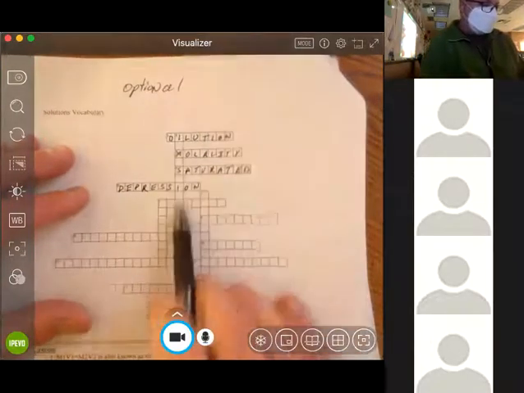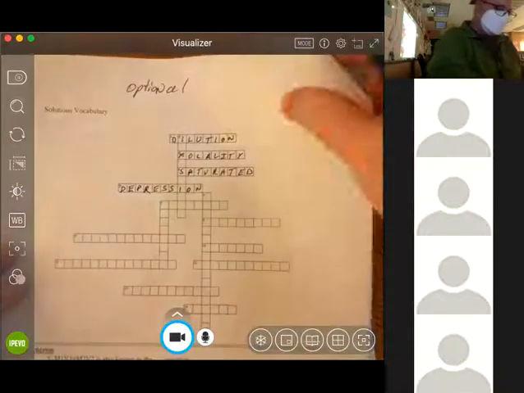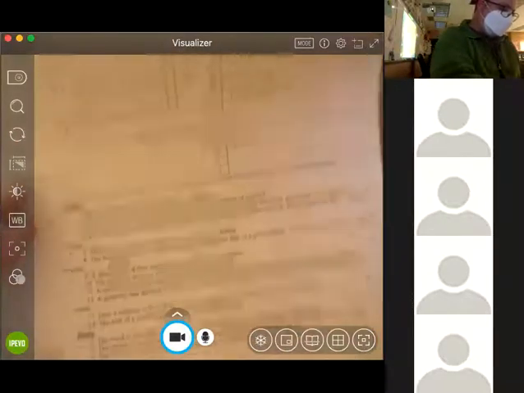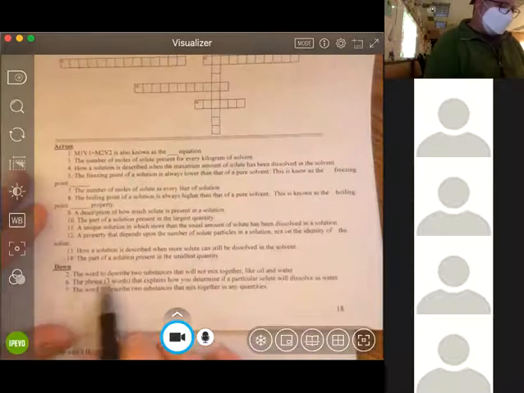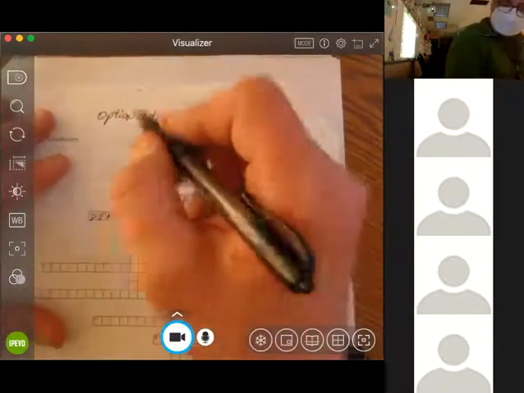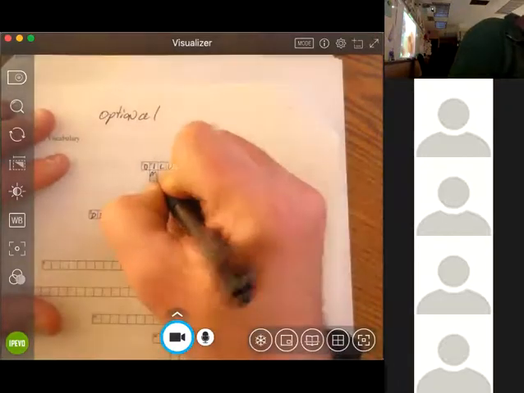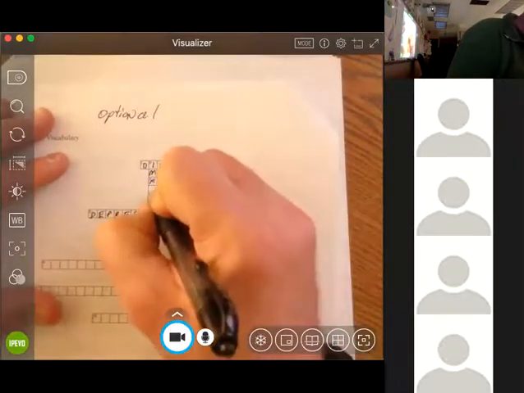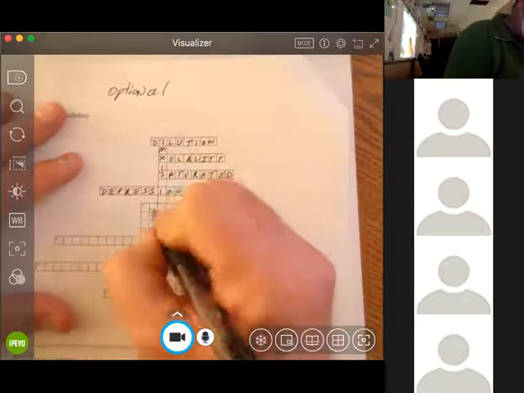So now we might have enough for this one. This is 2 down. The word that describes when substances will not mix. This is when they are not mixable or when they are immiscible. Immiscible.